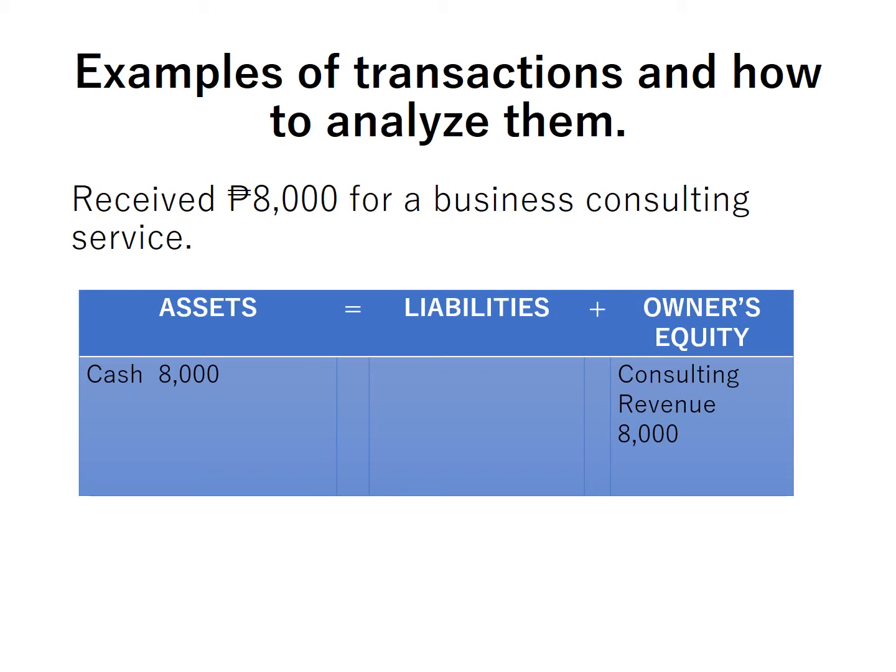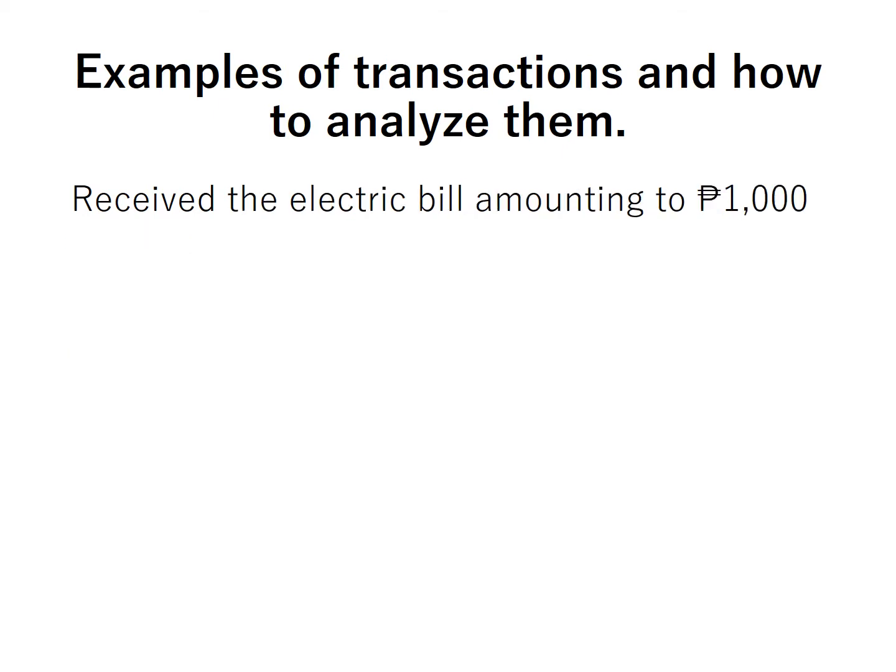Since there is a completion of a consulting service, the business should recognize an income. That is why there is an increase in the consulting revenue account. What is the effect of an increase in income or increase in consulting revenue? Owner's equity is increased. So that is why consulting revenue has a positive amount of 8,000 pesos.